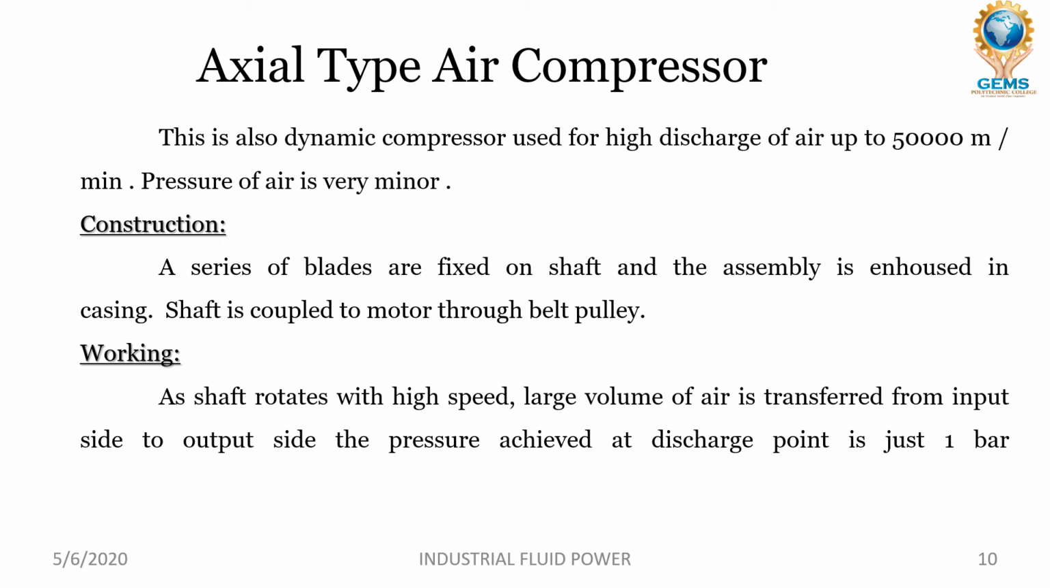Now we are going to see about the axial type air compressor. This is also a dynamic compressor used for high discharge of air, up to 50,000 meter cube per minute. Sorry, it is not meter, it is meter cube. Pressure of air is very minor.